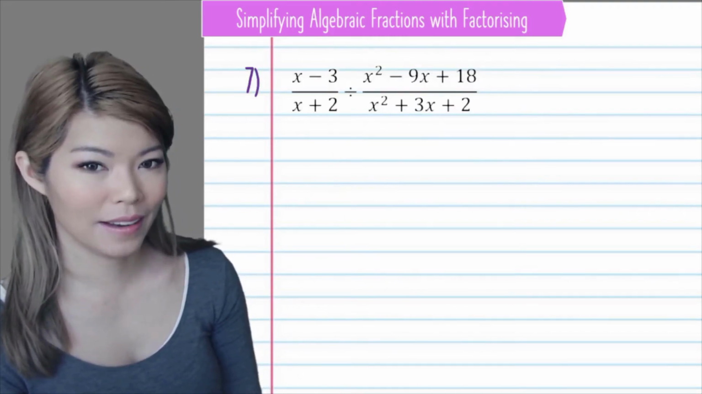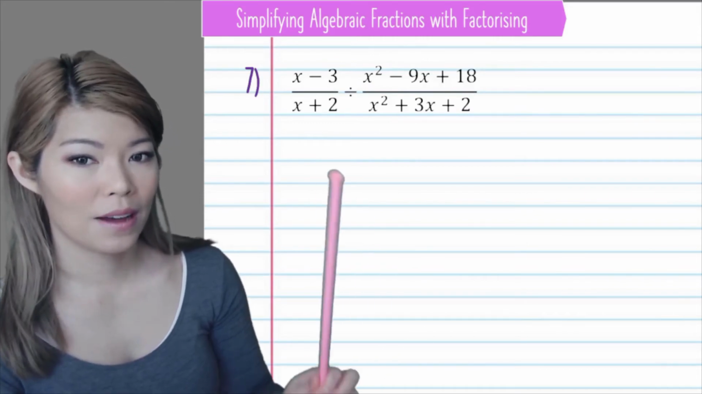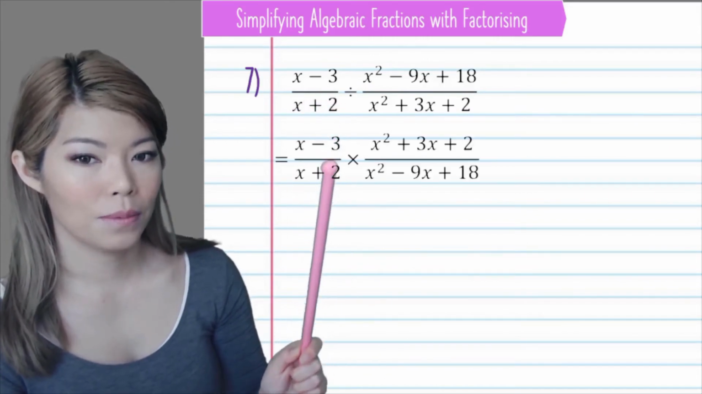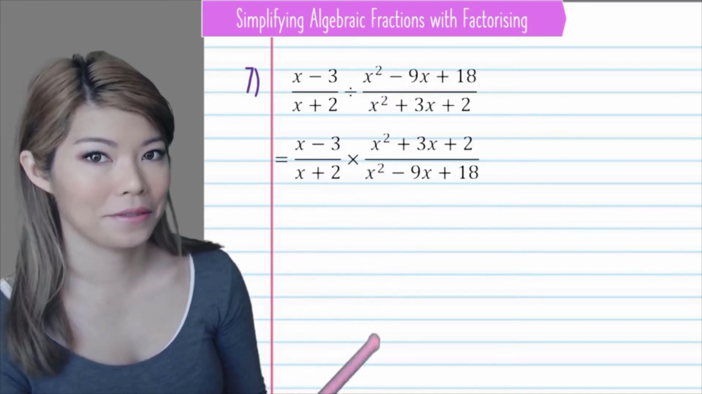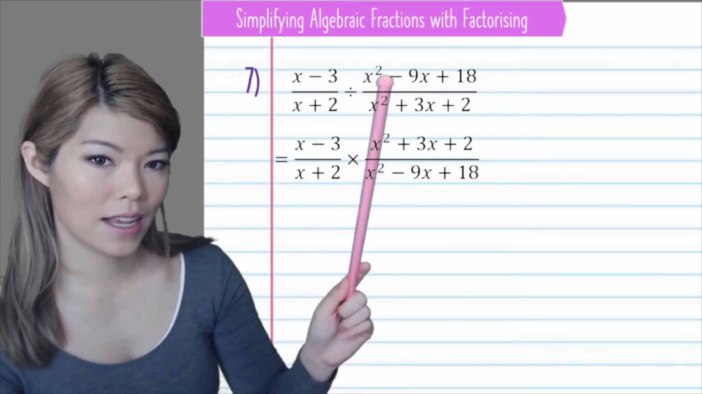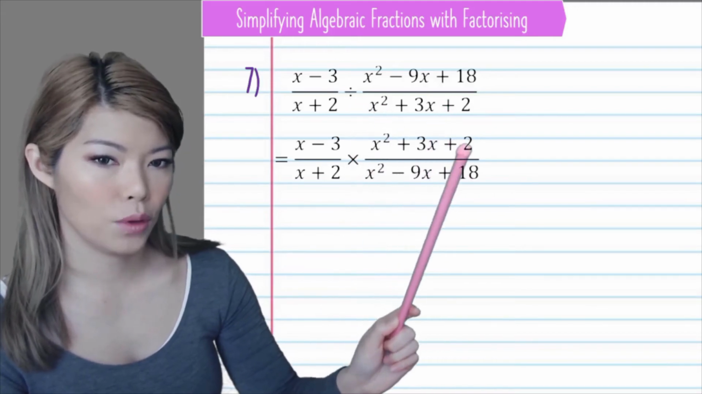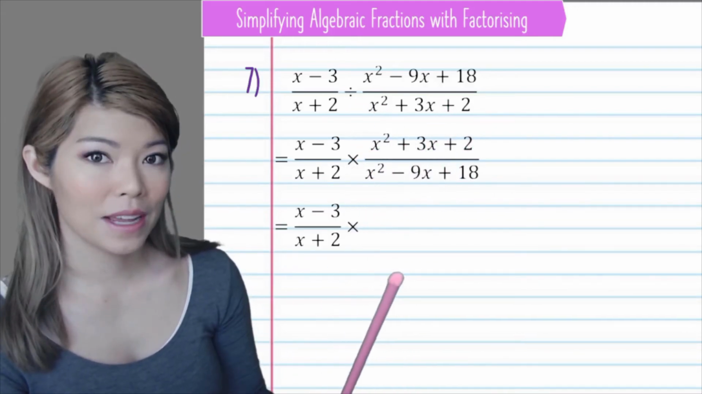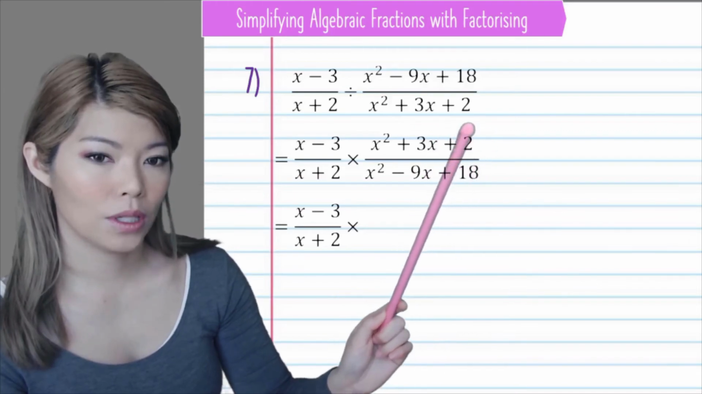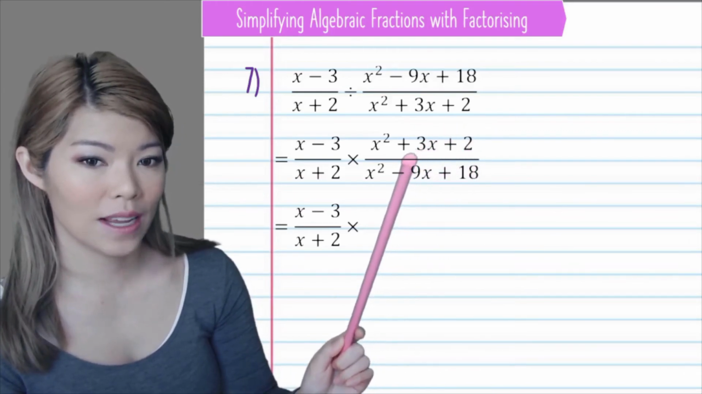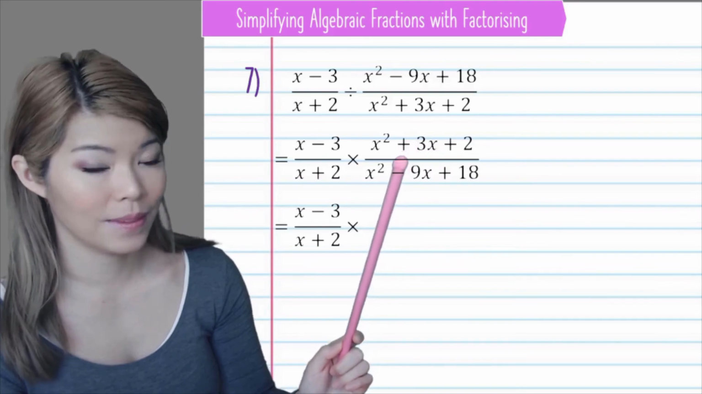Question 7, a division question. Remember, how do you divide fractions? You multiply and you flip the second fraction. Let's see, I've taken the numerator, put it at the bottom, and I've taken the denominator and moved it to the top. So now we can factorize. So 2 numbers that multiply to give you 2 and add to 3. That's easy, 2 times 1.